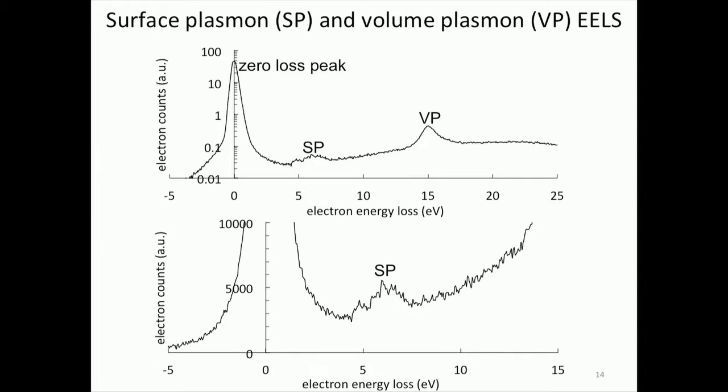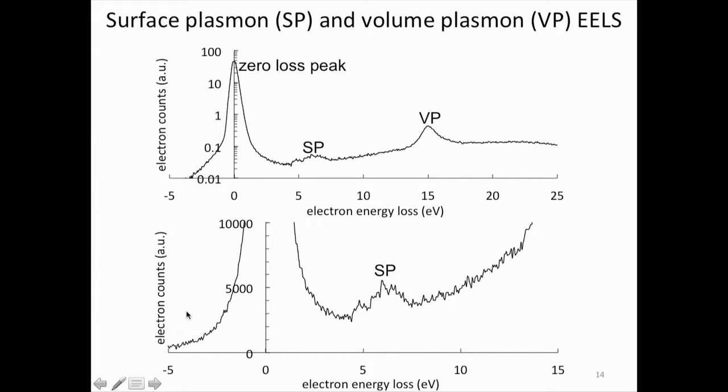Then here is a typical spectrum. We have electron counts on the y-axis as a function of electron energy loss. And here I show you 3 peaks. The first peak at 0 electron volts, or 0 energy loss, is what I call the zero loss peak. All the electrons around this energy didn't lose energy, or they lost a very small amount of energy. And you can see around 5 to 6 eV one surface plasmon peak, and at 15 eV the volume plasmon peak. So let's focus now on the surface plasmon modes.